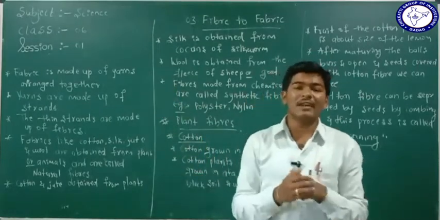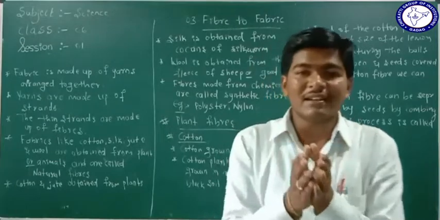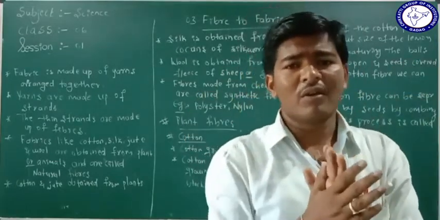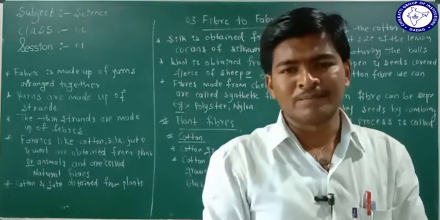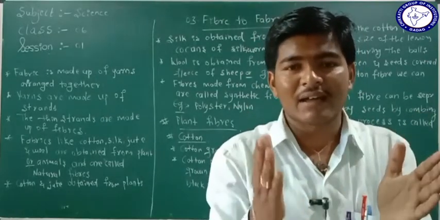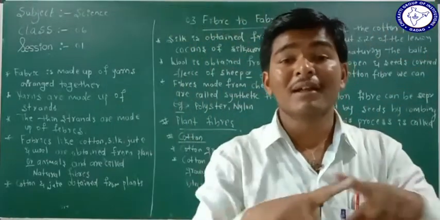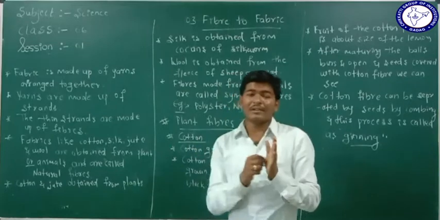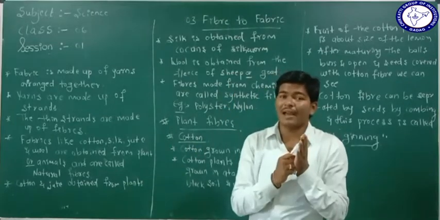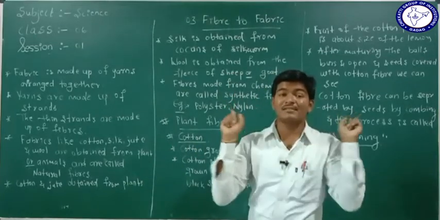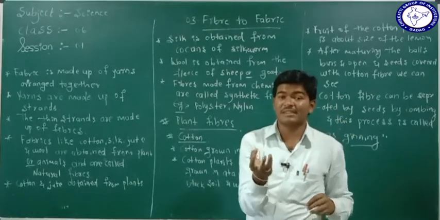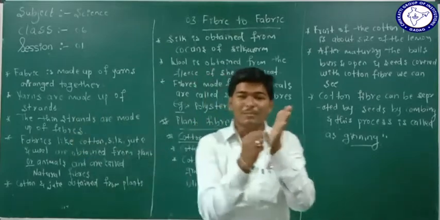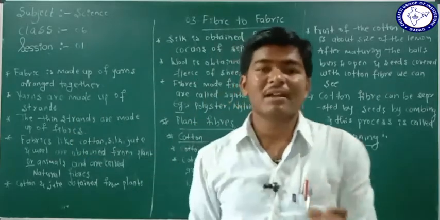How are they arranged together? Clearly see the fabric. The yarns are arranged very closely, attached one to another. By arranging the yarns together, we get a piece of cloth. But when you rub the yarns with your hand, some branches are present. The small branches that you see are nothing but the strands.